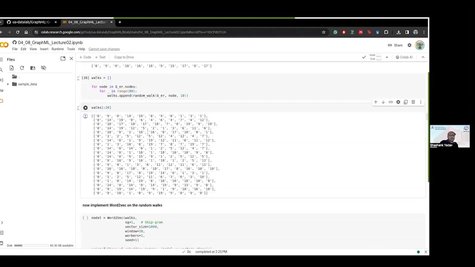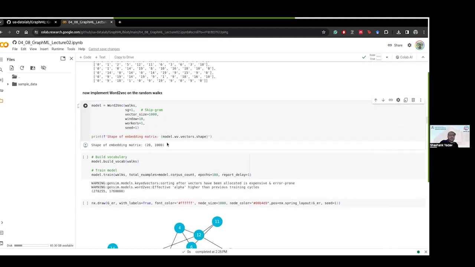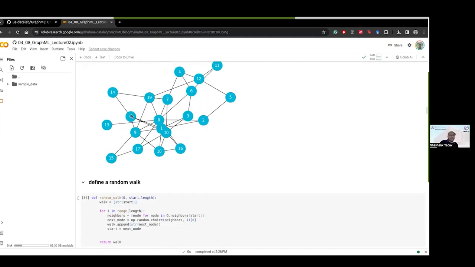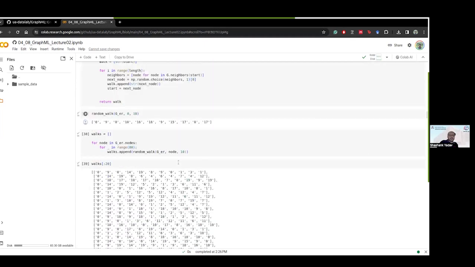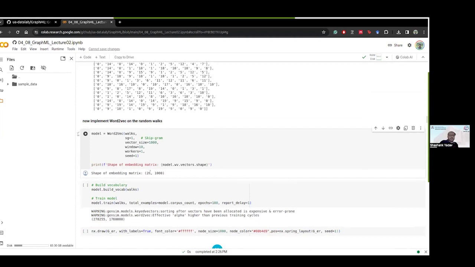Since you can consider these as sentences, because each node is a word and they appear in some order, we can have the same word2vec model running on this. It produces an embedding matrix, because we had 20 nodes here, starting from 0 and ending at 19. Since we set the vector size to 1000, we have an embedding matrix of shape 20 by 1000, so each node is embedded into a 1000-dimensional space.